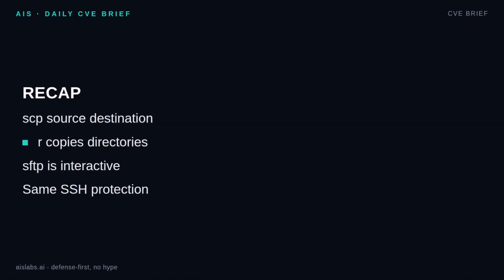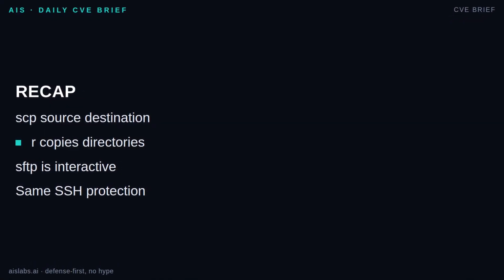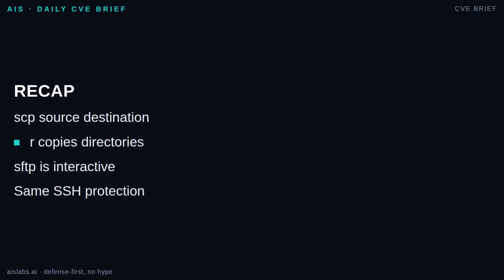Three beats to remember. One. SCP is source then destination, and the remote side is marked with user@host:path. Two. Use -r for directories, and expect normal Unix permissions on the server to decide what works. Three. SFTP gives you an interactive FTP-style session, but it still rides over SSH with the same authentication, encryption, and host key trust. Tomorrow we keep building the SSH base layer with another practical admin topic.